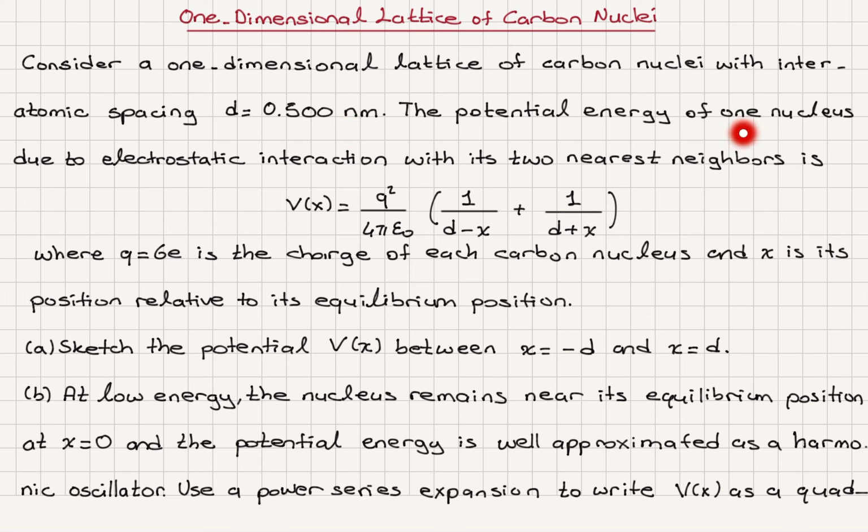The potential energy of one nucleus due to electrostatic interaction with its two nearest neighbors is V of x equal to q squared over 4 pi epsilon 0, 1 over d minus x plus 1 over d plus x, where q is equal to 6e, the charge of each carbon nucleus, and x is its position relative to its equilibrium position. Part A, sketch the potential between x equals minus d and x equals plus d.